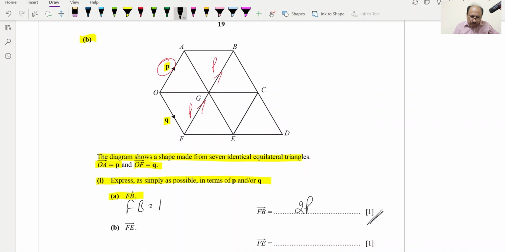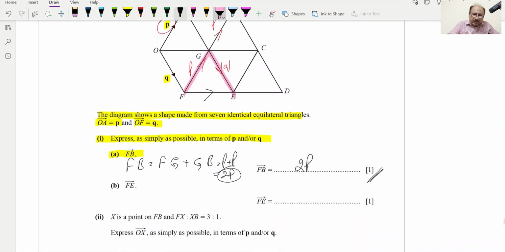FB will be equal to FG plus GB, which is equal to P plus P, which is 2P. Hopefully you understood this. Now FE, again a 1 mark question. FE will be this one, and we can show this is equal to Q, this is equal to Q, so FE will be this plus this, so it will be P plus Q. Hopefully you are understanding.